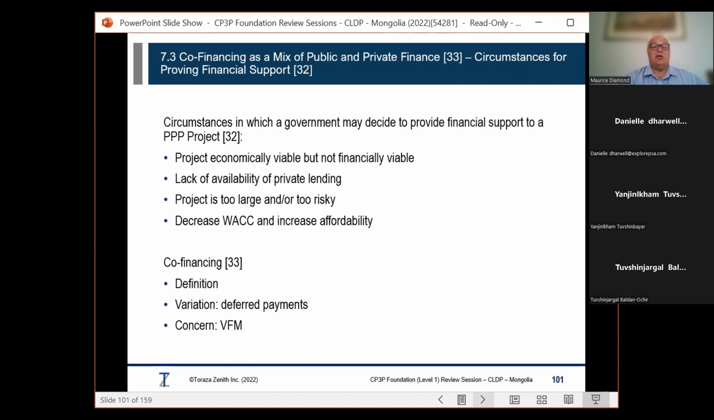So, circumstances in which a government may decide to provide financial support to a PPP project. Well, the first is the project is economically viable but not financially viable. The lack of availability of private finance lending. The project is too large or too risky. The decreased WACC and increased affordability, and so on. Okay.